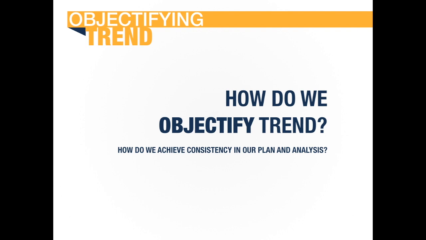So my next question to you is, what we do over here is a lot about the process, a lot on objectifying certain things that we do. All right, the trading plans, the strategy, we want to objectify it. So the question I pose to you is, how do we objectify a trend? And how do we achieve consistency in our plan and analysis? This objectifying process is not only applicable to trend, but to all elements and all aspects of your trading. For example, if you are doing a ranging strategy, how do you objectify a ranging environment?